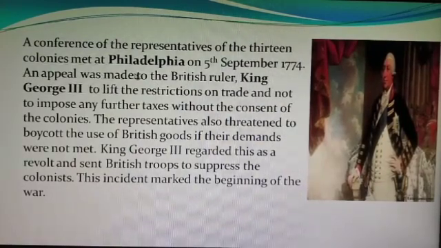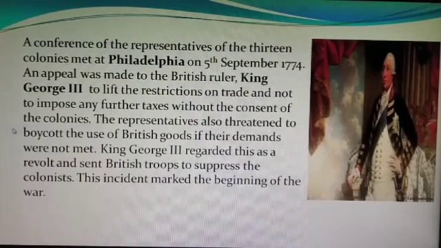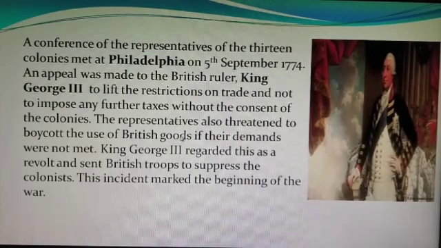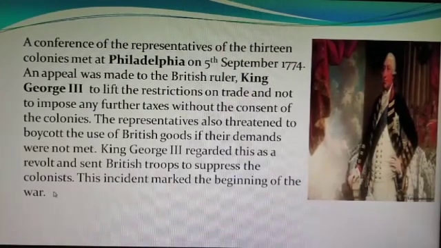An appeal was made to the British ruler, King George III, to lift the restrictions on trade and not to impose any further taxes without the consent of the colonies. The representatives also threatened to boycott the use of British goods if their demands were not met. King George III regarded this as a revolt or a mutiny and sent British troops to suppress the colonies. This incident marked the beginning of the war.